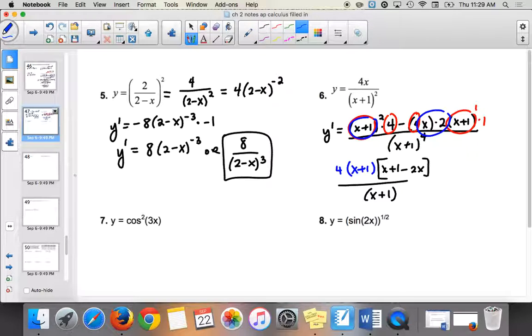There is an extra x plus 1. All right, so I'm going to have 4 times, the x plus 1s are going to cancel on the top and the bottom, but I have a 4th.